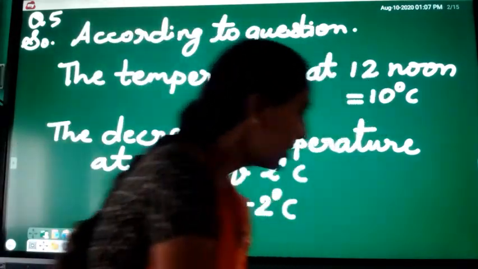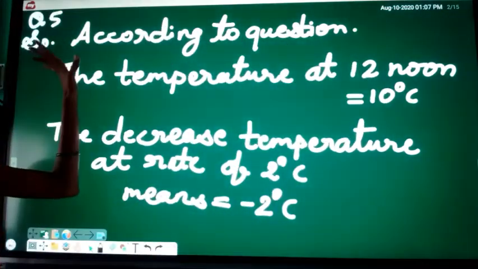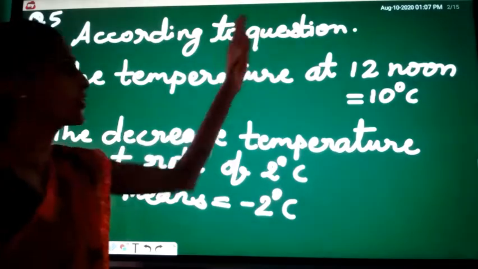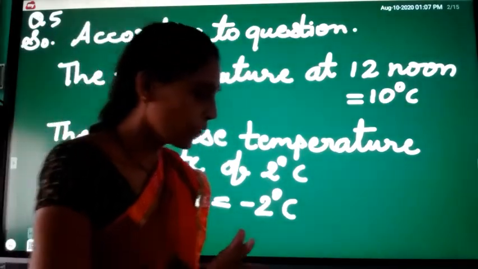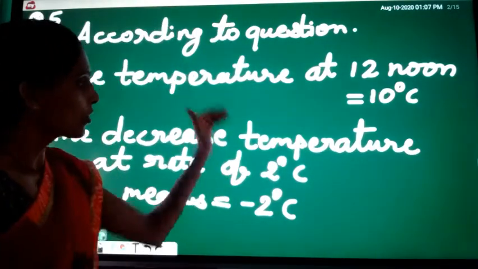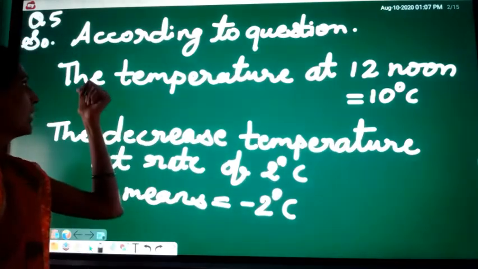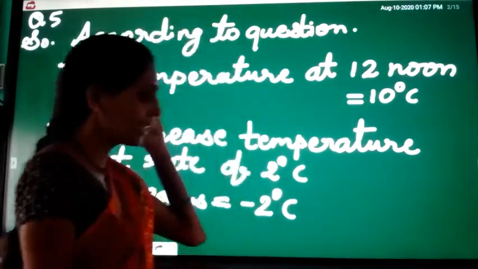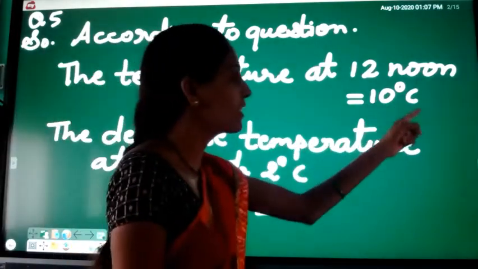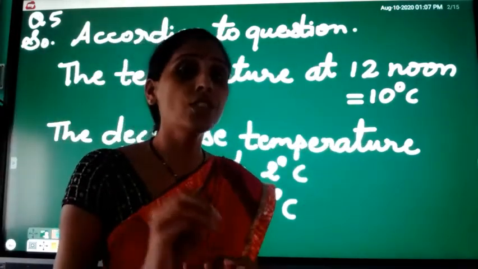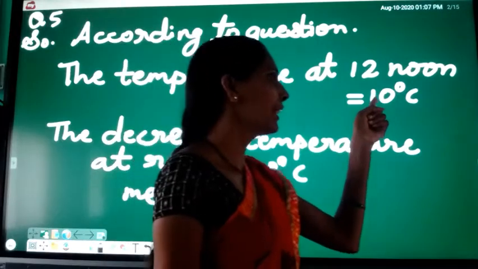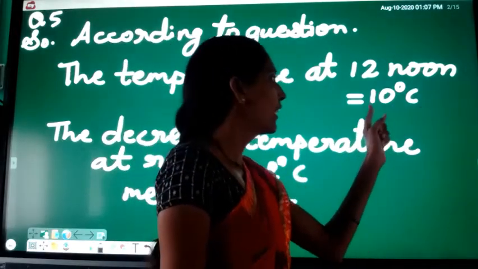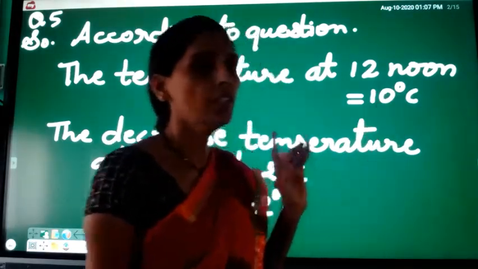Now we will see question number 5. The solution is given here. According to the question, we solve the question. So what is given here? The temperature at 12 noon. What is the temperature at 12 noon? 10 degrees Celsius. It is above 0, that's why we will take a positive integer. 10 degrees Celsius will be a positive integer.